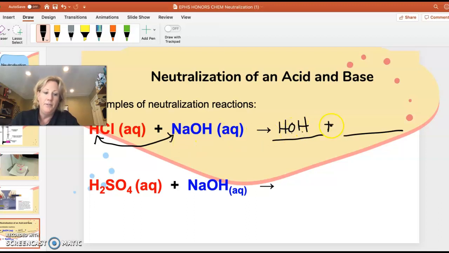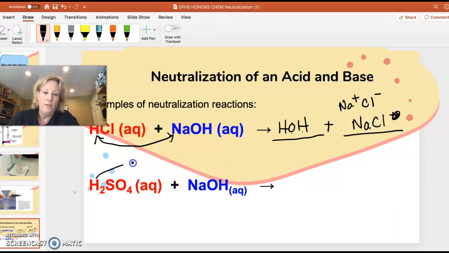Then the other part is the salt. The salt here is sodium and, here's my thinking bubble, you don't have to show this, chloride. Together, because they're +1 and -1, the formula for the salt in this case is sodium chloride.